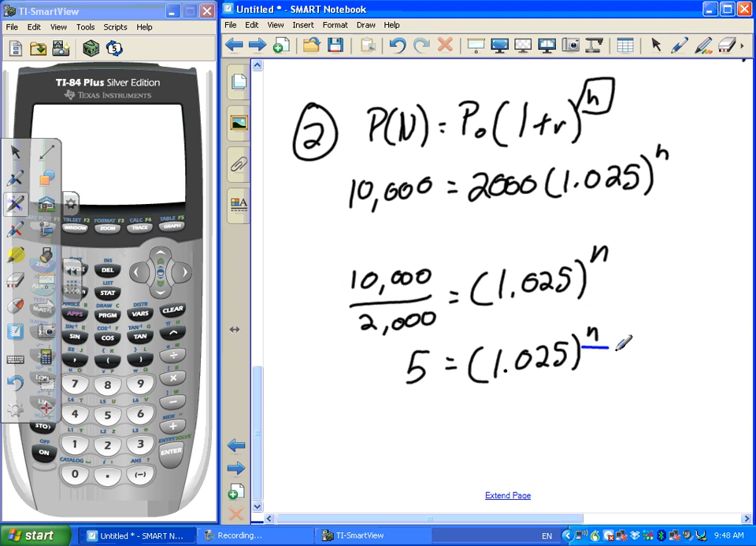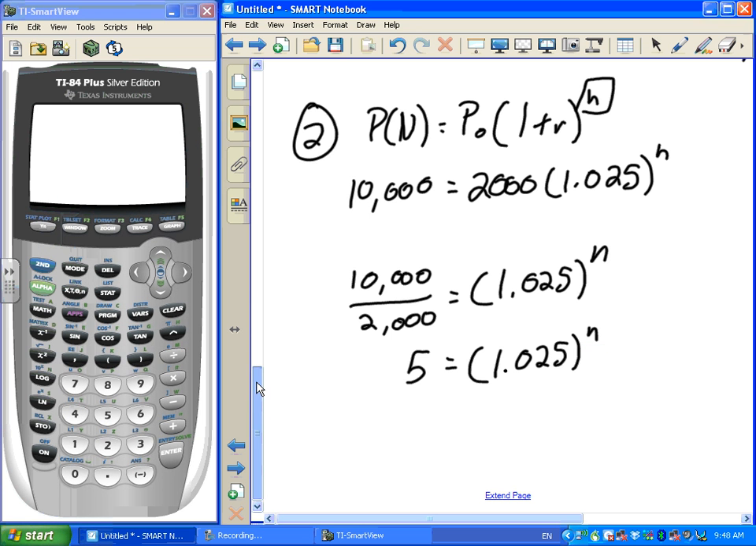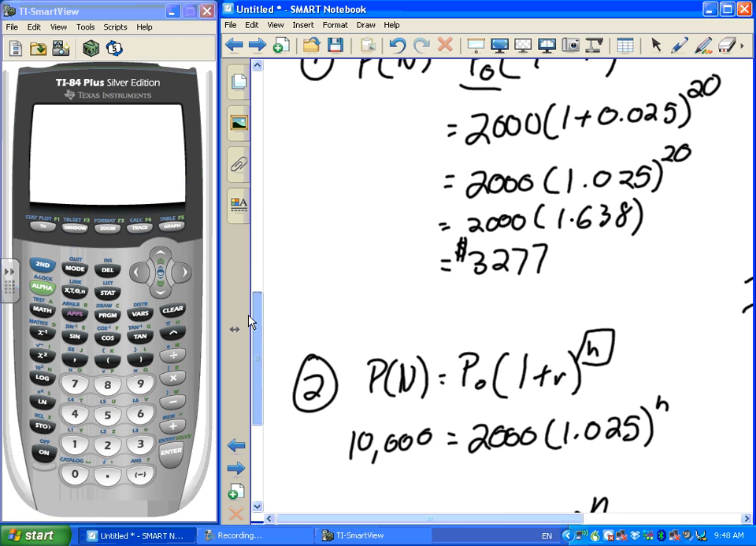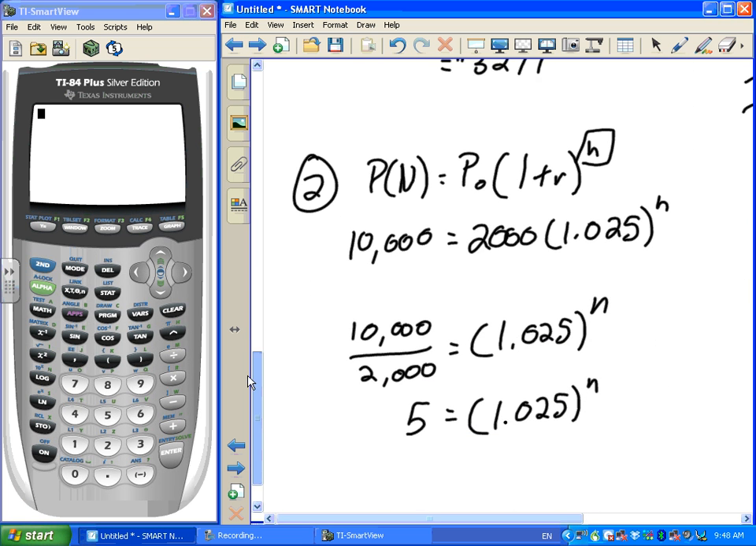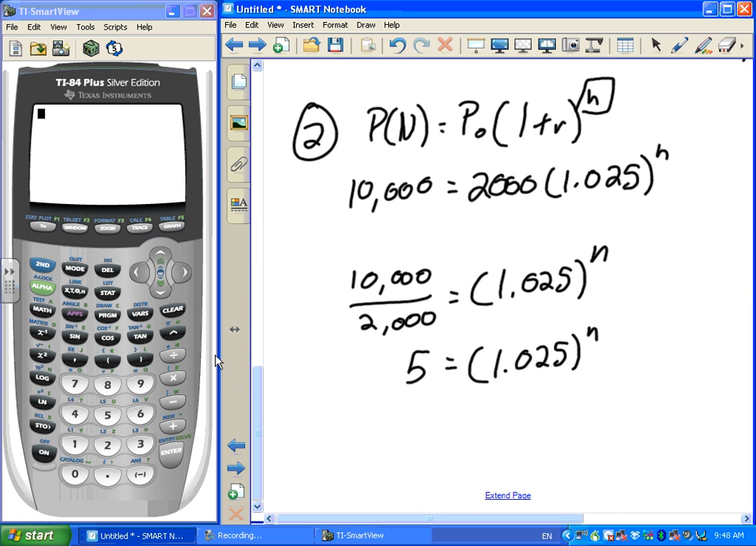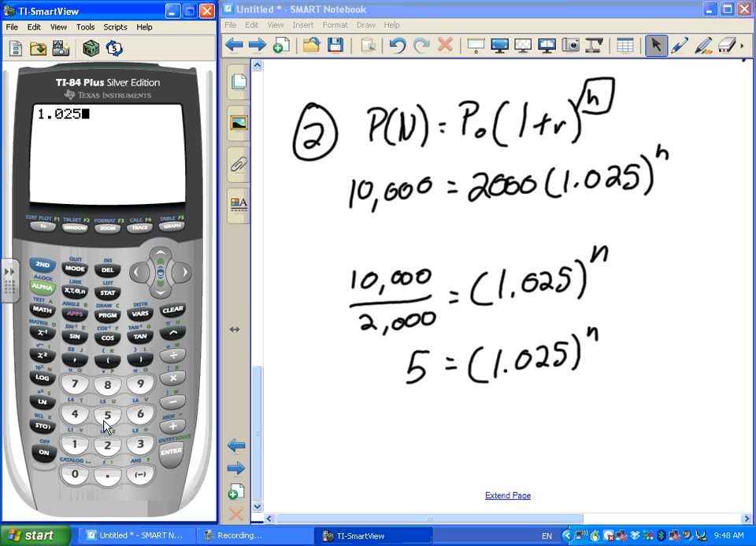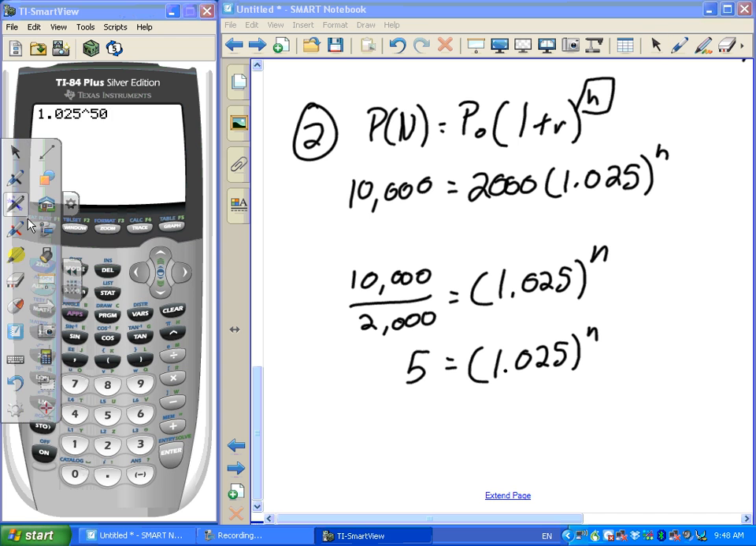So I need to plug in values for my N. 1.025 to a certain exponent, and I need my answer to become 5. From our previous answer, if you remember, after 20 years he was only at 3,277. It's probably going to be a very large exponent. So I'm going to take 1.025 to the power, I'm going to try 50 years. I'm going to see if that takes me to the number 5. Remember, I'm trying to get it to equate to 5.